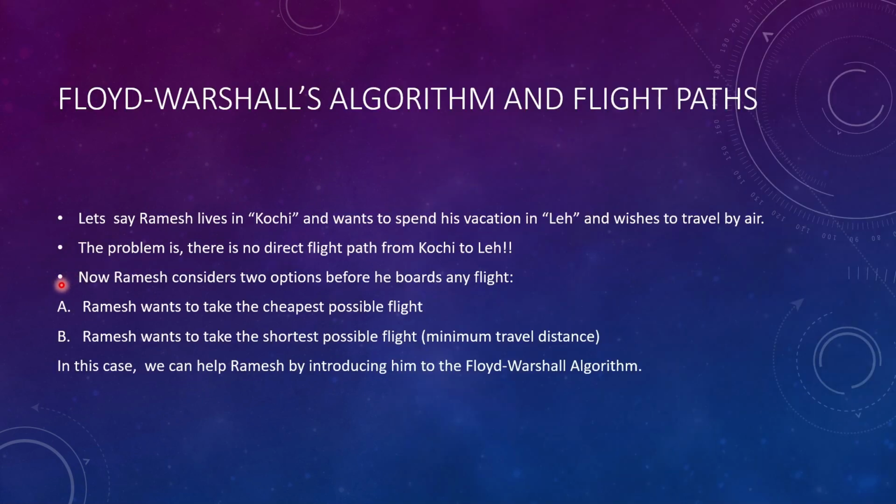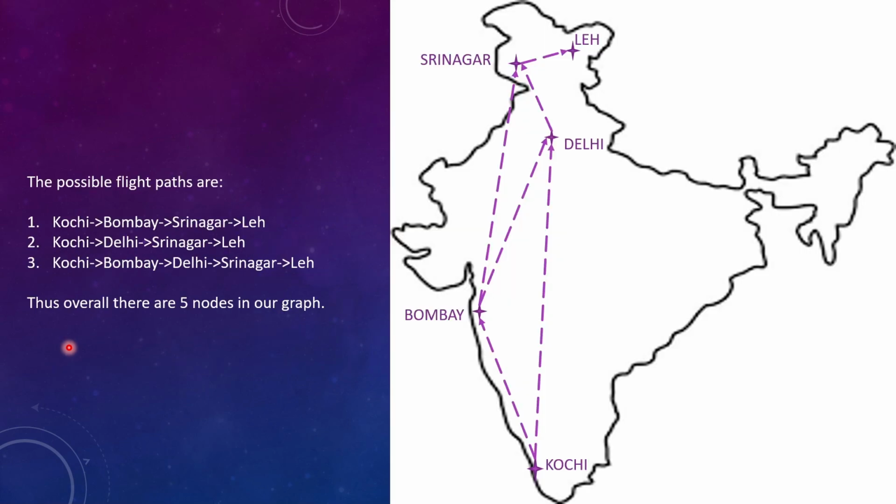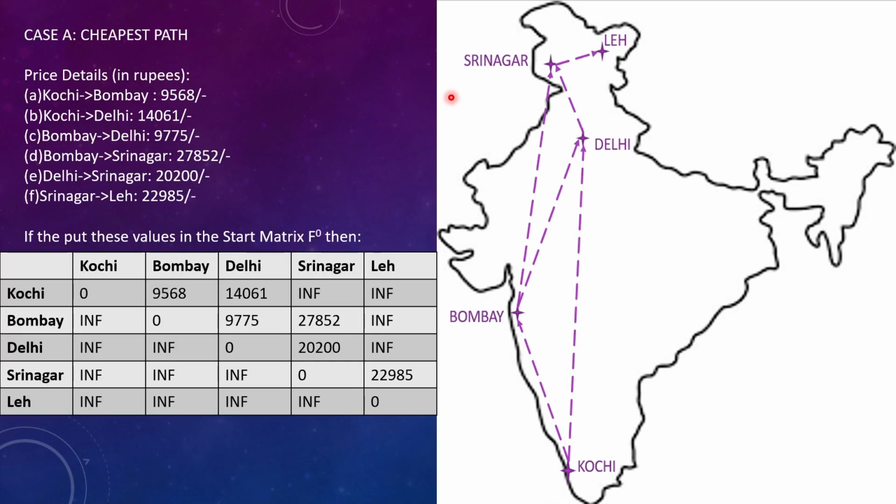Here there can be two parameters: if Ramesh wants to take the cheapest possible flight or the shortest possible flight. So here we will take the cities as our nodes, the flight paths as our edges, and the parameter as the weights of the edges. So first let's take the cheapest path.